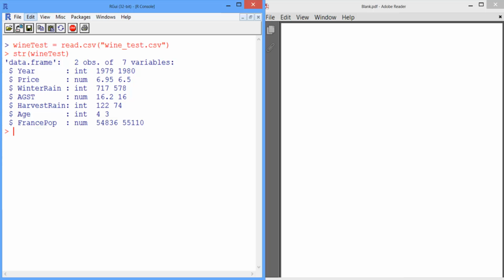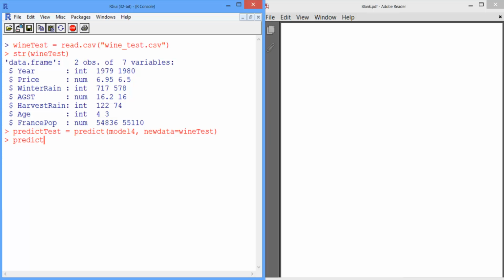To make predictions for these two test points, we'll use the function predict. We'll call our predictions predict_test and use the predict function. The first argument to this function is the name of our model. Here, the name of our model is model4. Then we say newdata equals the name of the data set that we want to make predictions for, in this case, wine_test.